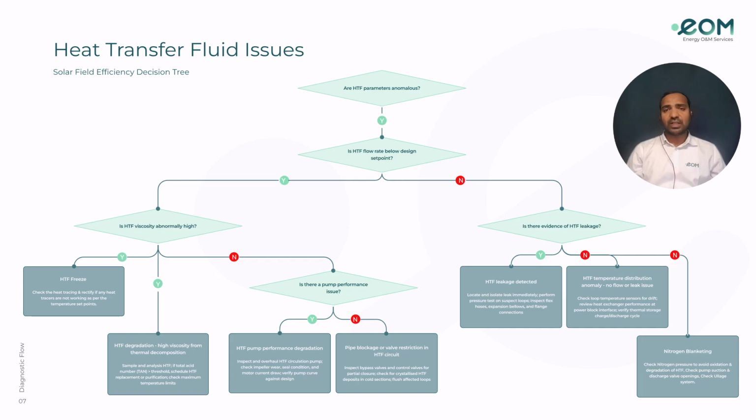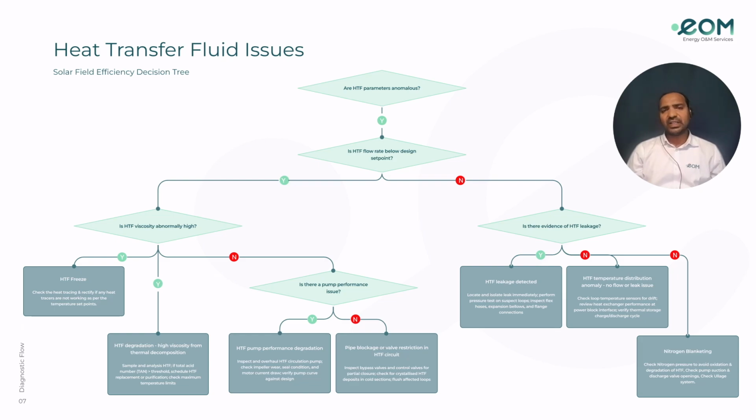If flow conditions appear acceptable, the next question becomes whether there is evidence of HTF leakage. So leaks should always be isolated quickly because they affect both performance and safety. So pressure testing and inspection of flexible hoses, bellows, and flange connections are typically required. So if leakage is not present but temperature distribution still appears abnormal, the issue may involve sensor drift, heat exchanger performance, or thermal storage operating behavior.